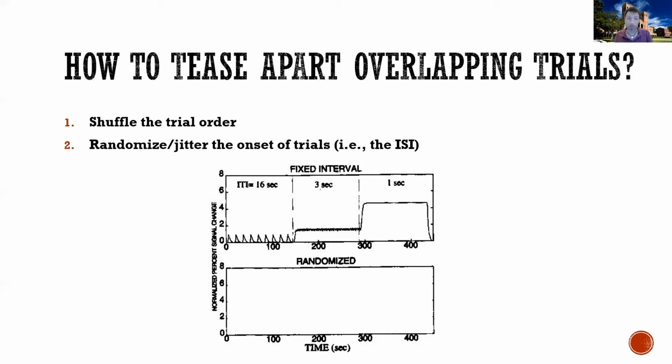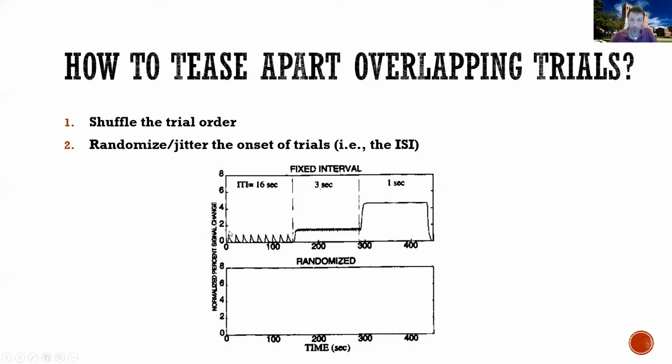Effectively, what this will do, it'll do something similar to shuffling the order. It will move the distance in between stimuli, and this will allow you to tease apart overlapping trials, because sometimes they'll overlap and sometimes they won't. Let me give you an example.